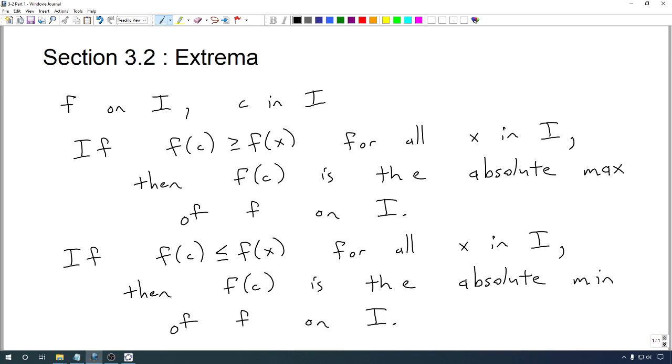Now, as a collective term, we're going to refer to these as absolute extrema. So you see the term up here. An absolute extremum of a function is either an absolute maximum or an absolute minimum, but we want to be able to just say it all at once.